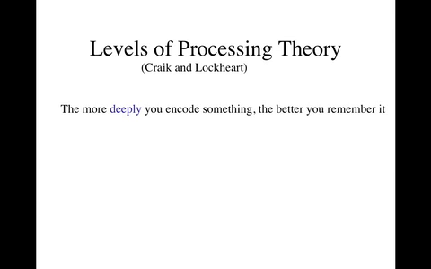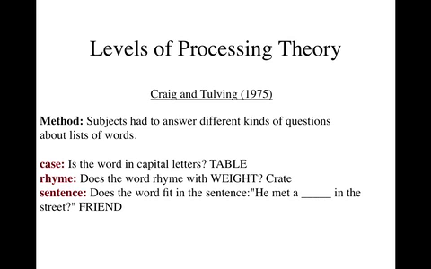So what else might account for what makes it into long-term memory? An important theory is Craik and Lockhart's levels of processing theory, that the more deeply you encode something, the better you remember it. Craik and Tulving did some seminal studies that showed that there are differences in how well you remember information based on how you encode it initially. Subjects had to answer different kinds of questions about lists of words, and we did this as an in-class experiment. They had to respond to whether the letters were uppercase or lowercase, whether the word rhymes with a different word, or whether the word fits in a sentence.